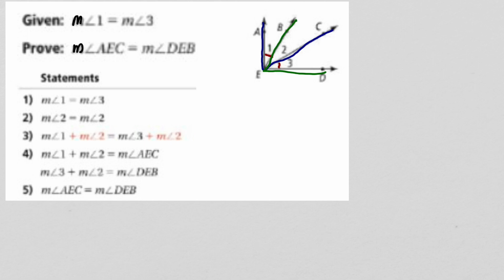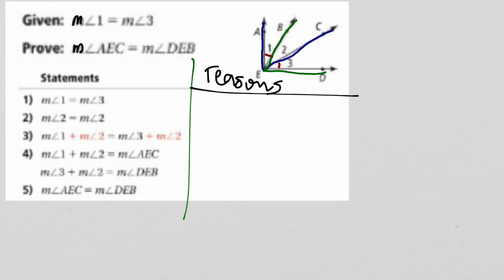All right, so we have our statement and reason column. What's the reason for number 1? Pretty obvious. It's given to us. See that on the top? Number 2, this is on that little pink piece of paper. Why does the measure of angle 2 equal the measure of angle 2? That's reflexive.